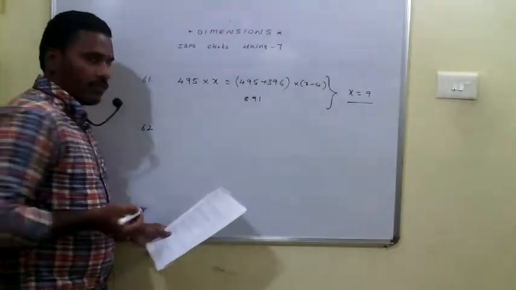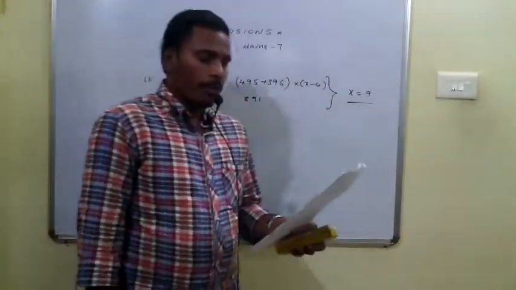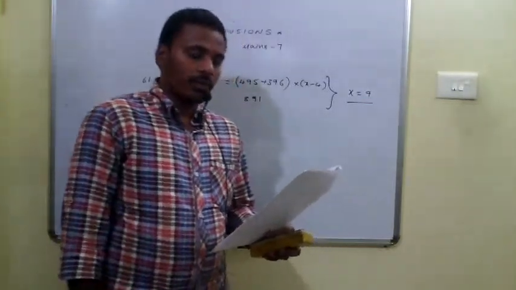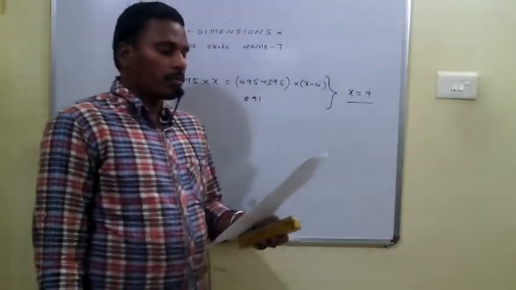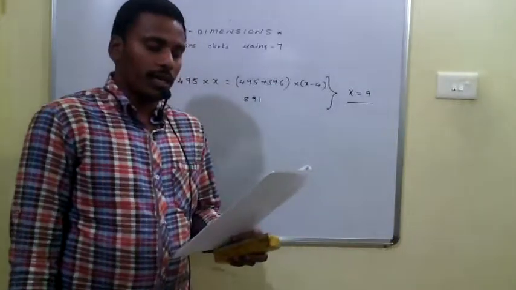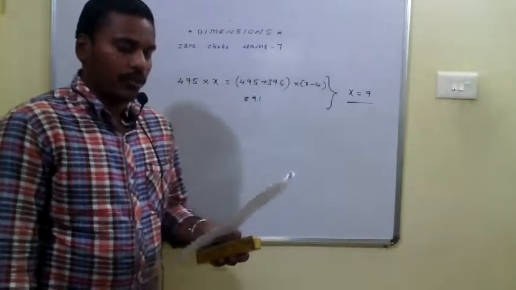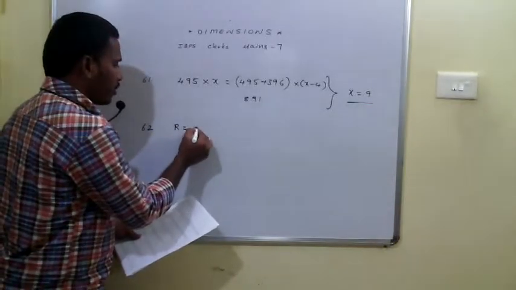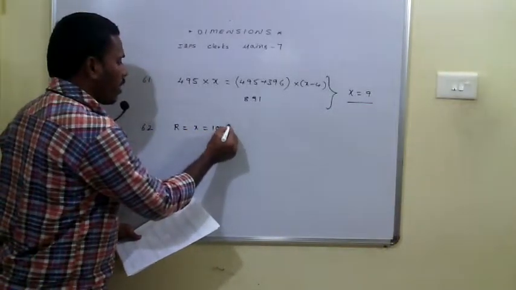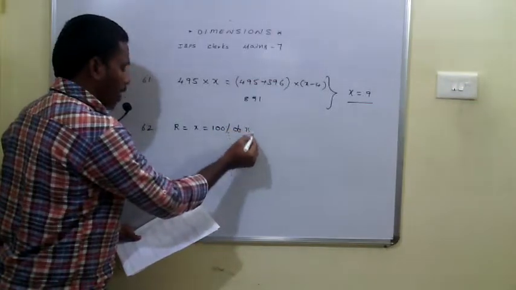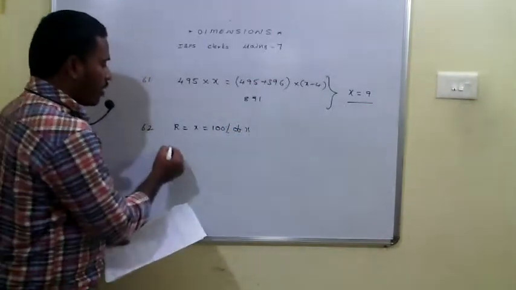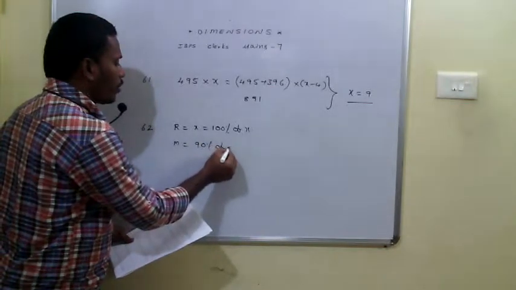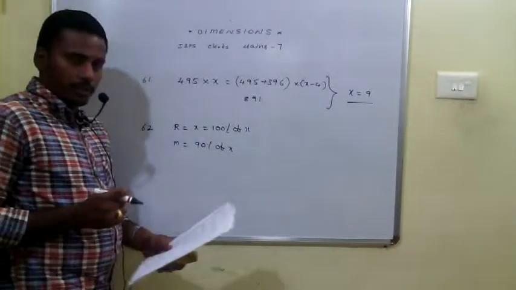Okay, that's the 61st problem. Coming to 62, Pradeep invested 20% more than Mohit. Mohit invested 10% less than Raghu. If the total sum of their investment is 17,880, how much did Raghu invest? See, initially suppose Raghu invests some x. So this x is nothing but 100% of x. Keep in your mind, Mohit invested 10% less than Raghu. So the investment of Mohit is 90% of x, because it is 10% less than Raghu's investment.